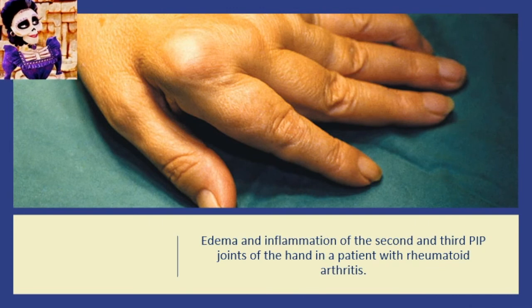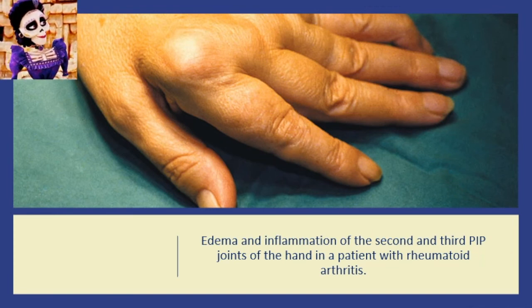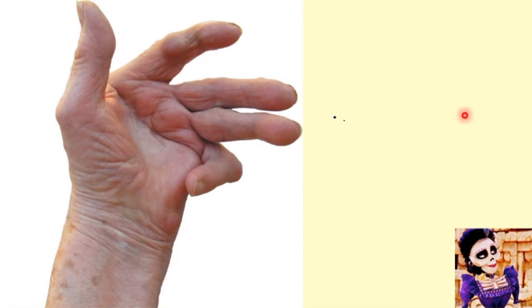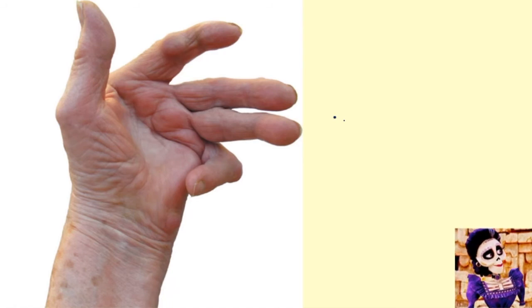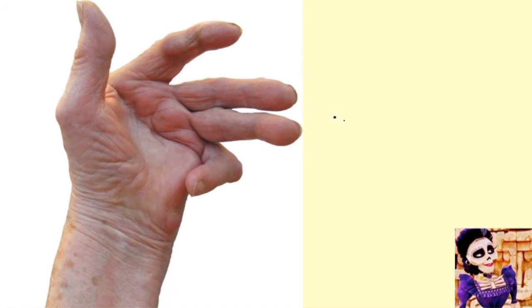Then there is edema and inflammation of the second and third PIP joints of the hand in a patient with rheumatoid arthritis. Class, this is another typical hand deformity associated with rheumatoid arthritis. Now look at the structure of the hand of this patient and try to find out what kind of deformity that is.